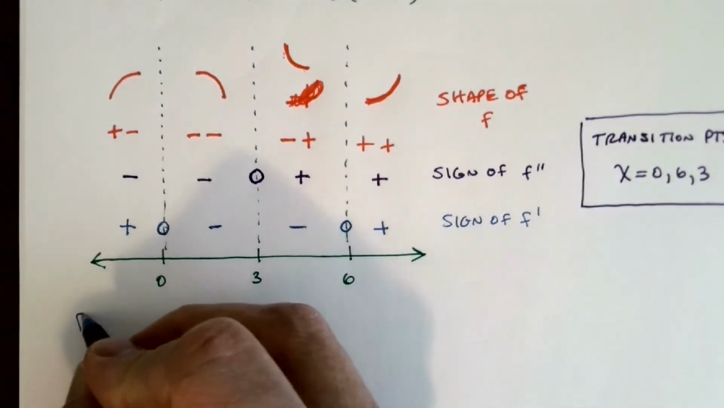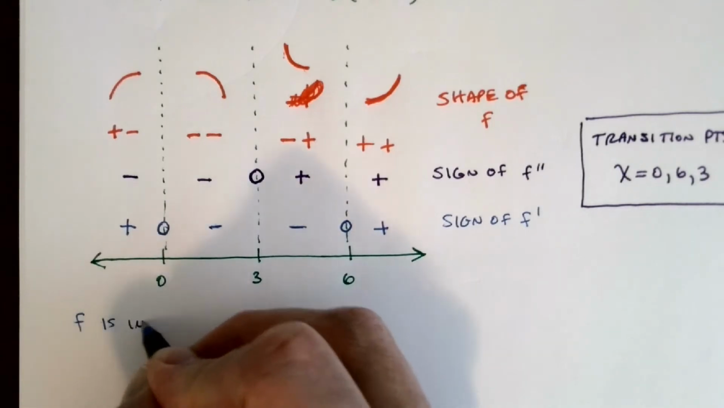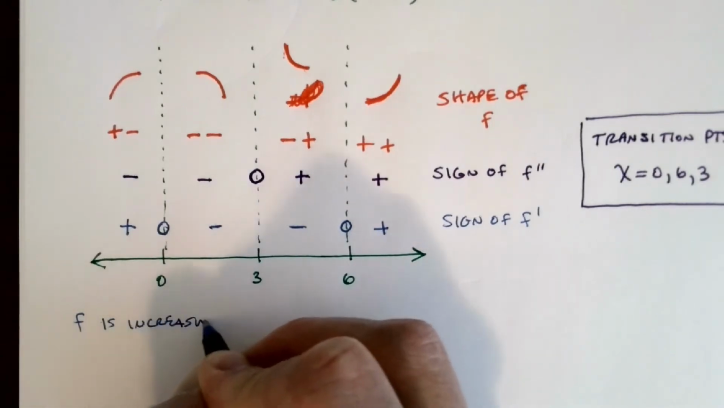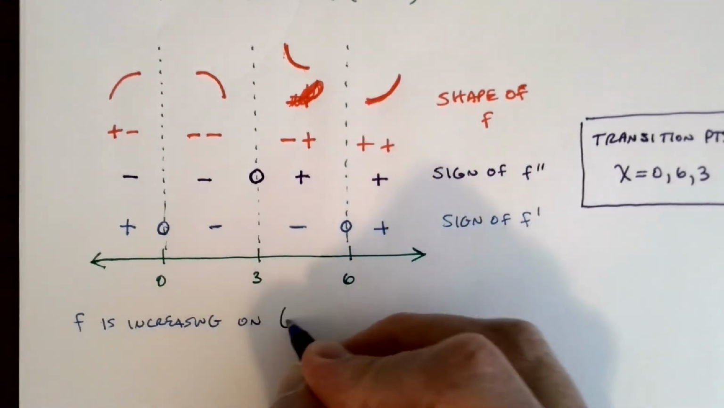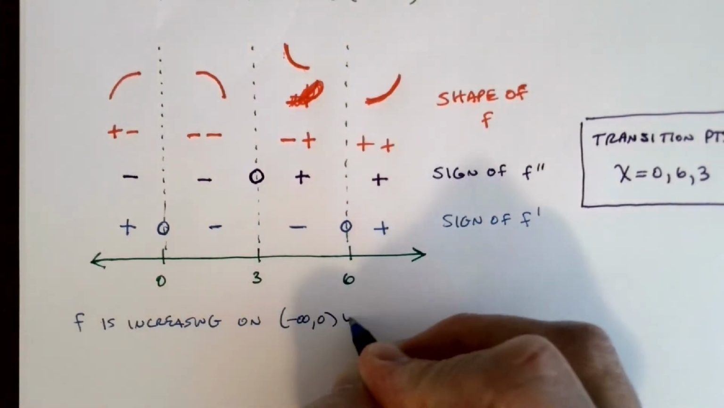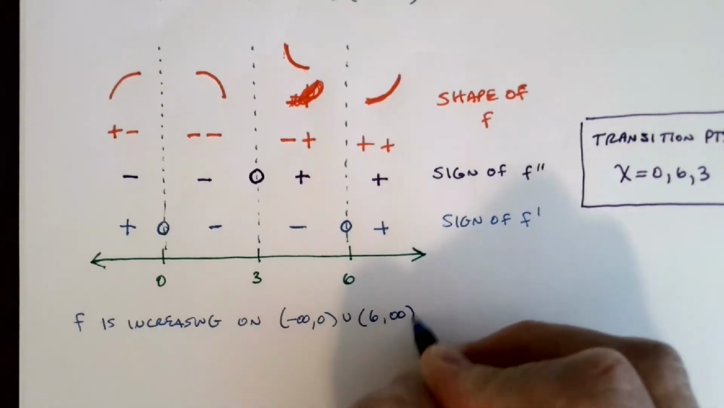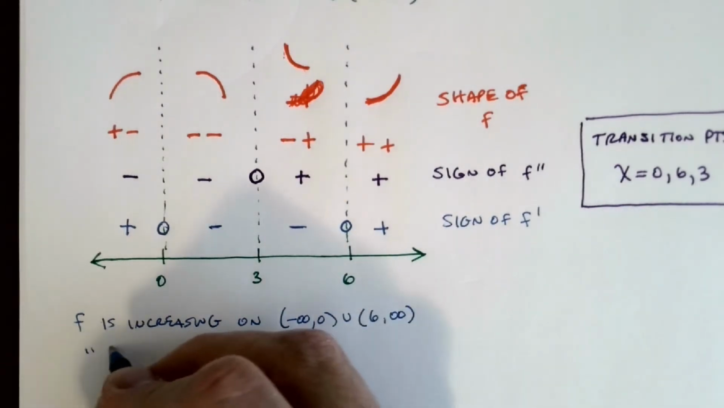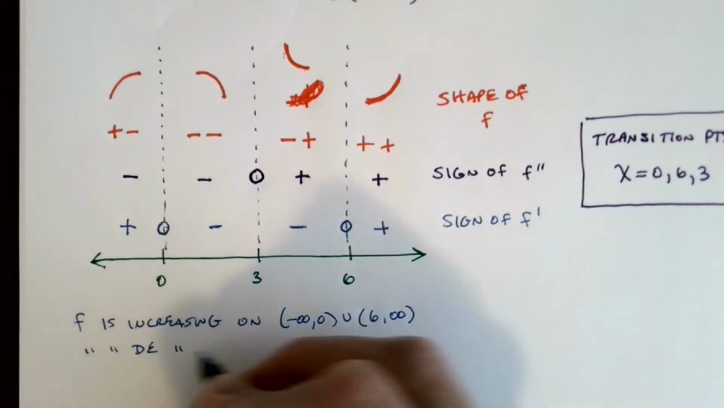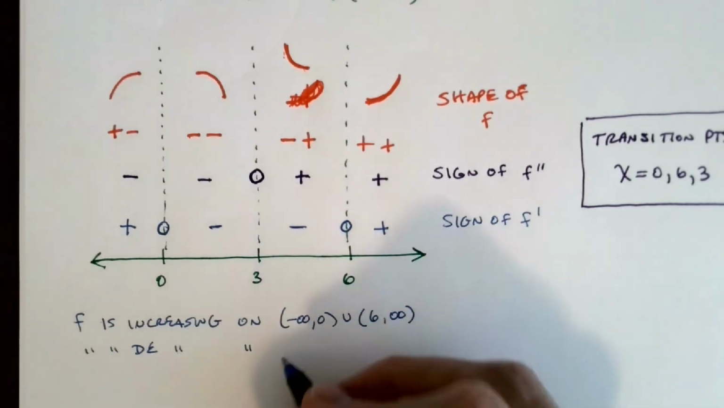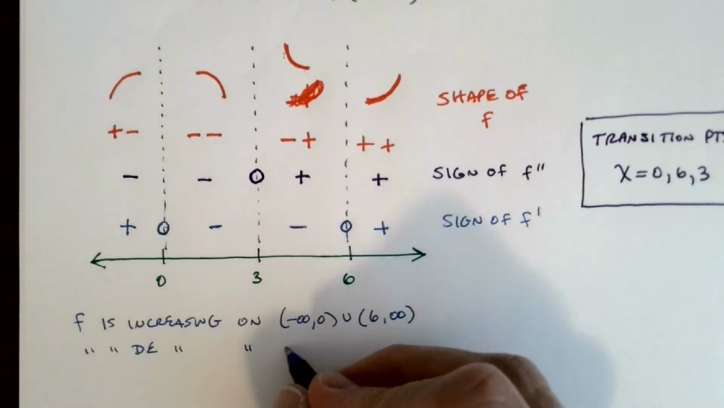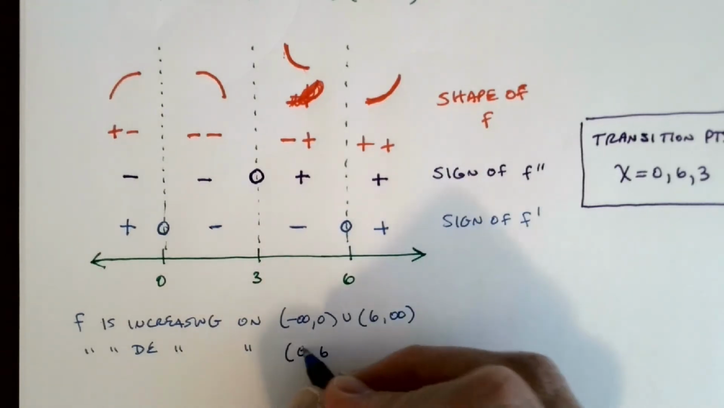But we'll just summarize everything. F is increasing where the first derivative is positive, so that's values less than 0 and greater than 6. F is decreasing on the interval where what? It is negative, from 0 to 6.